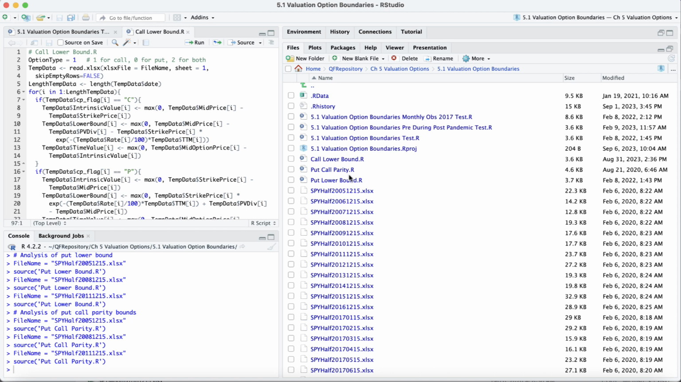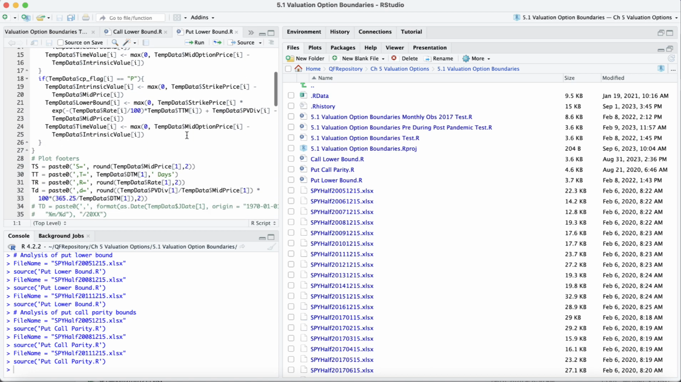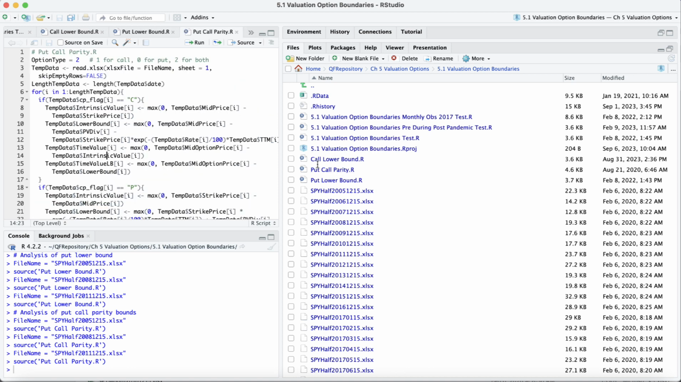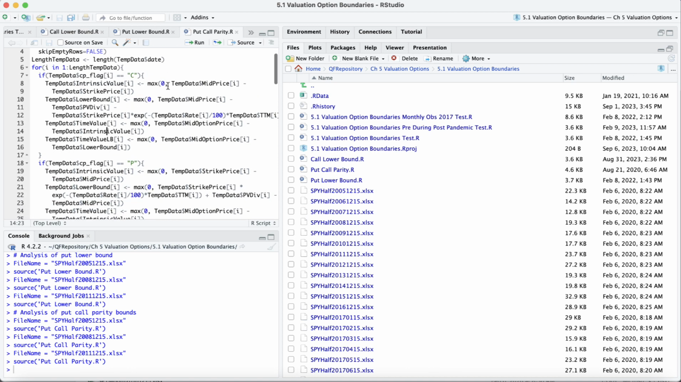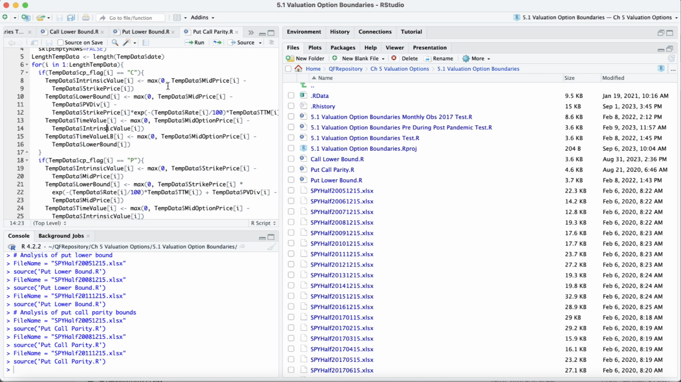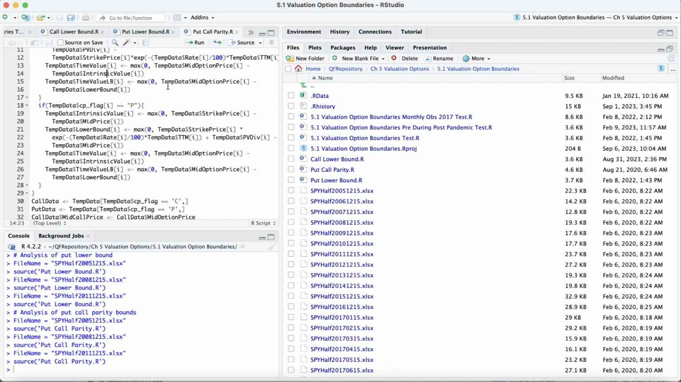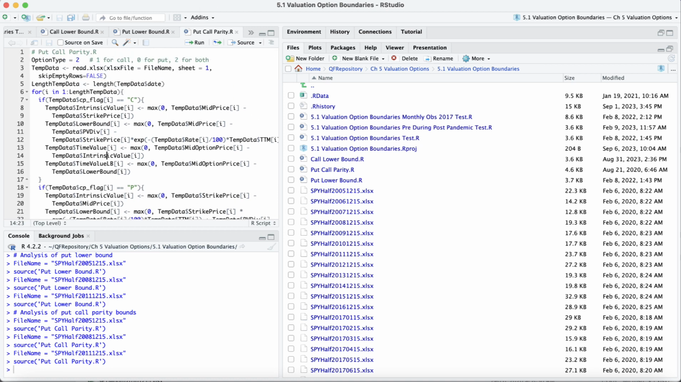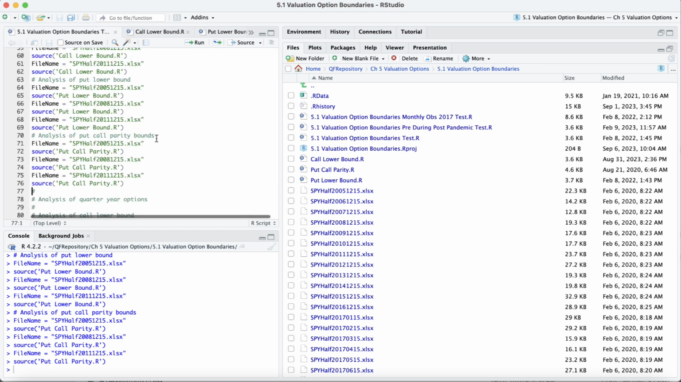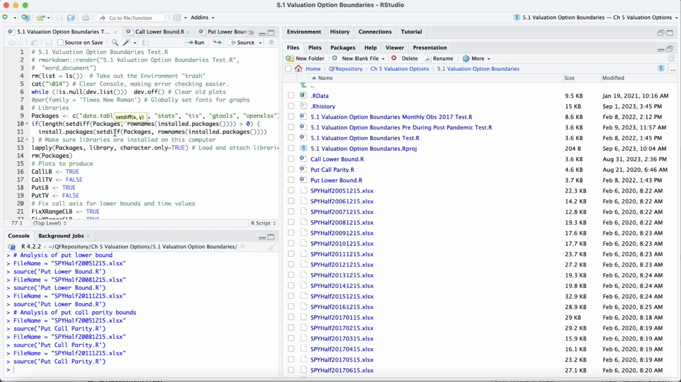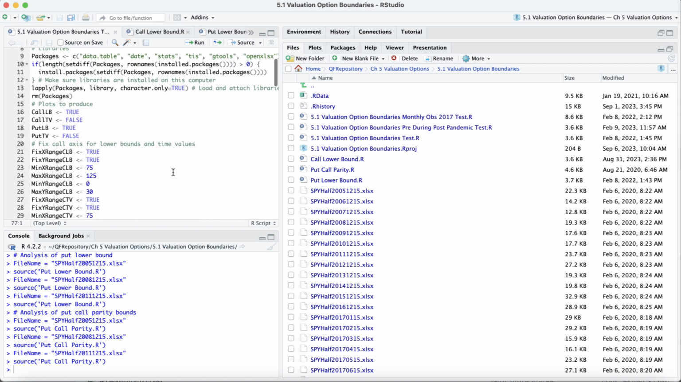So the call lower bound and the put lower bound are very similar, just the focus is either on puts or on calls. And then finally there's put call parity, depending on how much dividends there are relative to interest rates. The conditions to calculate the lower bound and upper bounds of put call parity are fairly straightforward. And so I'd encourage you to spend a little bit of time with this code, explore these lower bounds, and begin increasing your familiarity with using R to do a variety of different analyses.